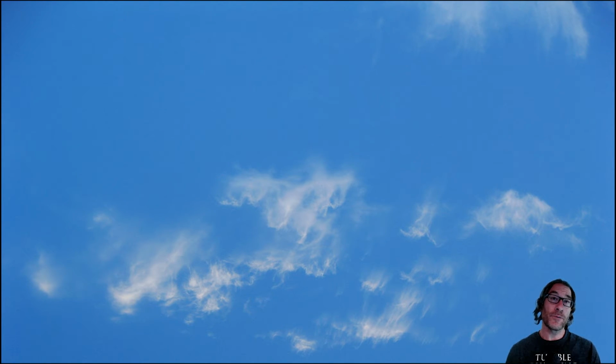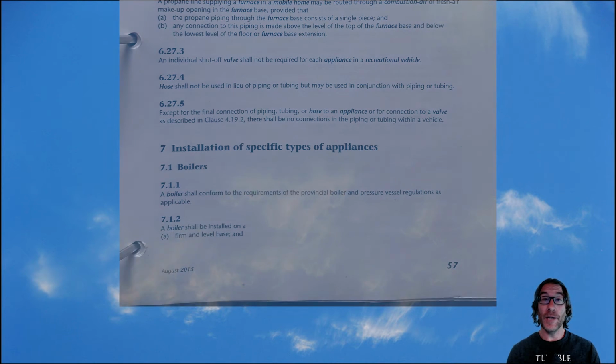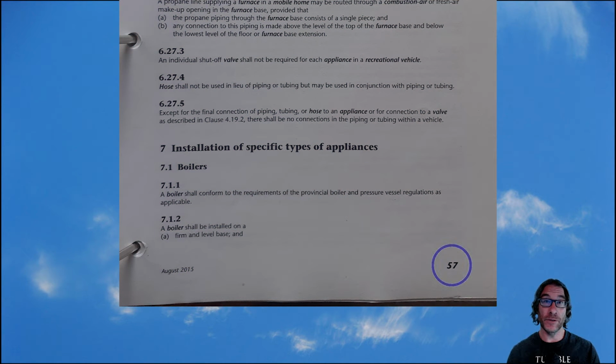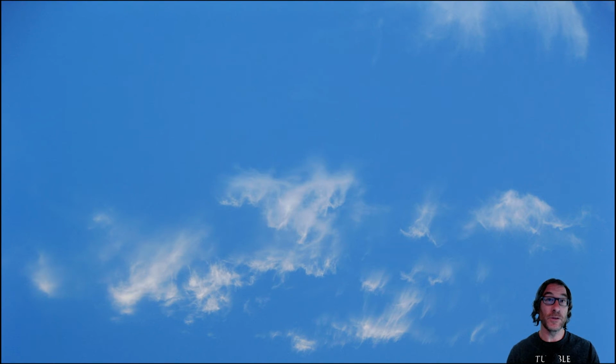And the only other thing to really point out here is this codebook actually has real page numbers, unlike the National Plumbing Code, that was designed by an idiot. So enjoy that. Every book should have page numbers.